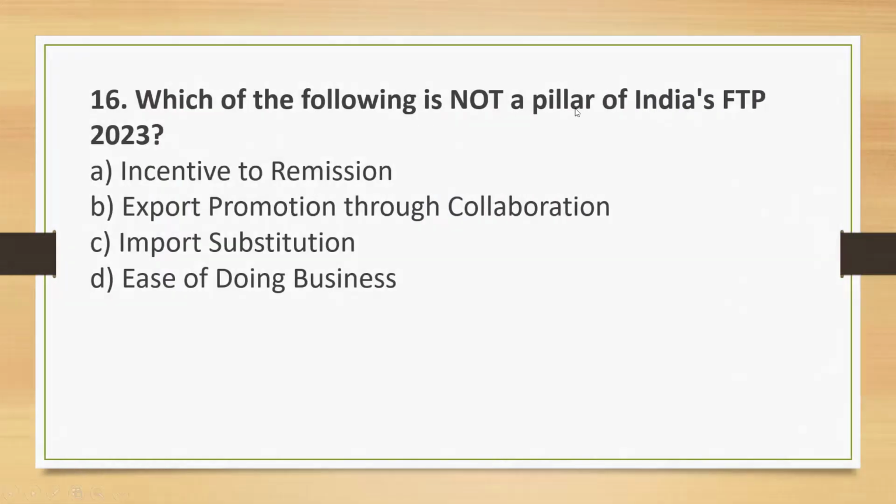Which of the following is not a pillar of India's FTP 2023? This question is also one of the examiner's favorite questions. Many times the examiner asks questions related to the pillars of FTP. So here you have to tell which is not a pillar. Incentive to remission, export promotion through collaboration, import substitution, ease of doing business. Let's see the right answer. The right answer is C, import substitution. This is not a pillar. The other three are pillars.